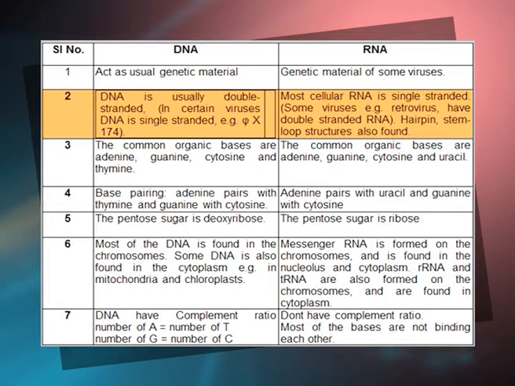In the case of RNA, most cellular RNA is single stranded. In some viruses, for example retroviruses, the RNA is double stranded. Hairpin stem loop structures are also found.